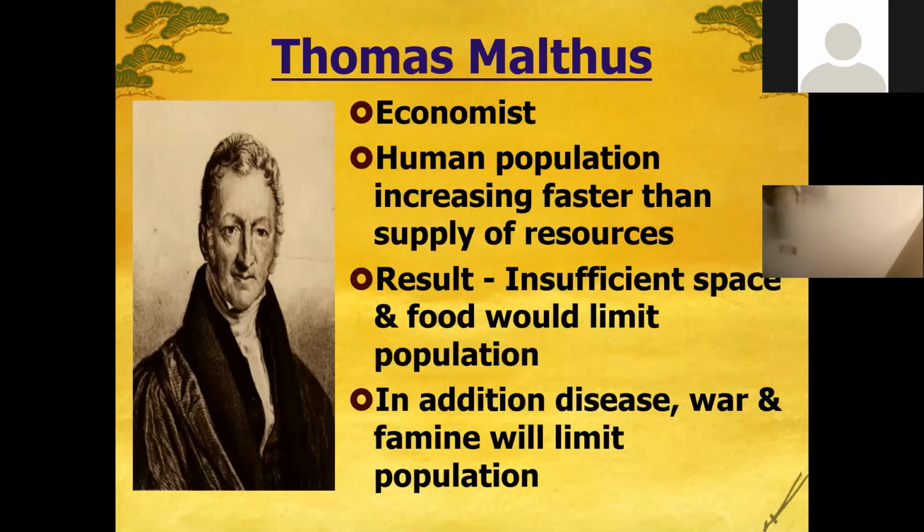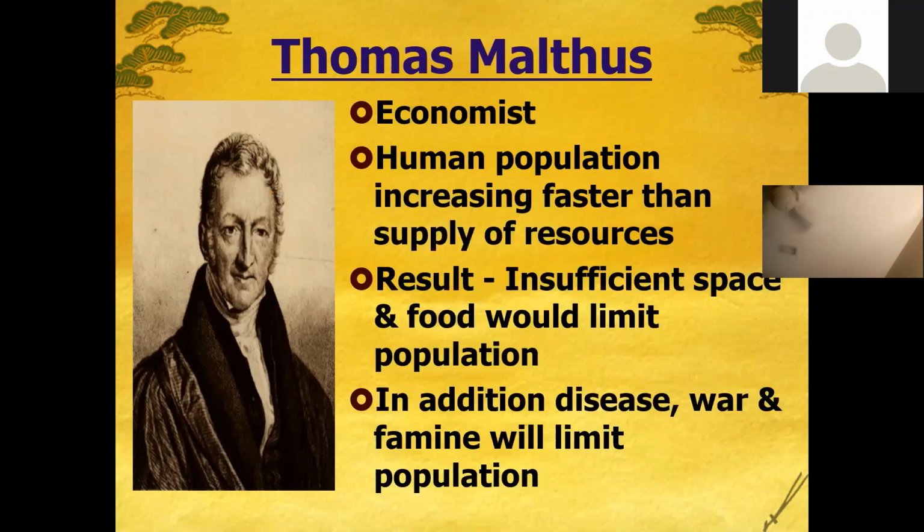So he thought that eventually what's going to happen, we're going to have insufficient space and not enough food, and that would start to limit the population. Things like disease, war, famine would start to happen more often and would start to limit how big a population can get. So he was mentioning how only those organisms, those humans that can maybe get this food, that could get this space, would be able to survive.